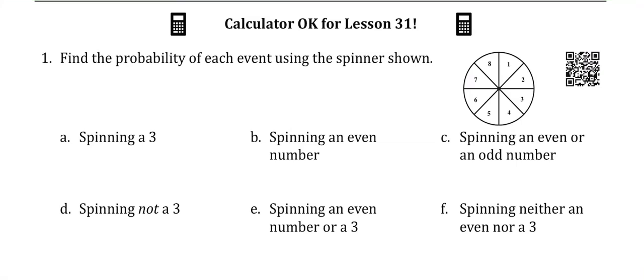Okay, let's do lesson 31, problem 1. Here they say find the probability of each event using the spinner shown. And so we have our spinner here, so it's got 8 different spots, 8 different places where the spinner can land. Okay, let's take a look at part A.